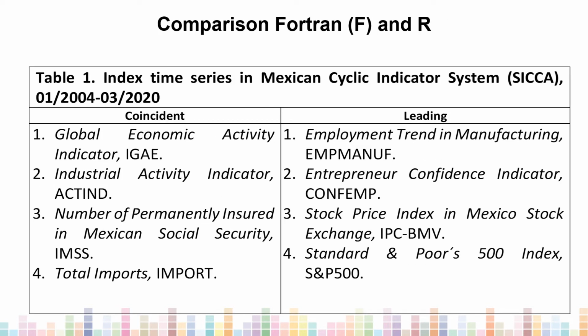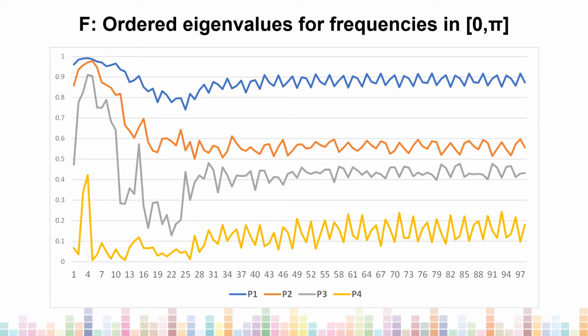Our proposal has been implemented in Fortran and R codes. Both have been used on a number of Mexican time series in order to evaluate their performance. The eigenvalues obtained by using the Fortran code are shown in the current slide. In it, P1 stands for the first canonical pair of composite indicators. They can be seen to be roughly the same as those obtained using the R code.